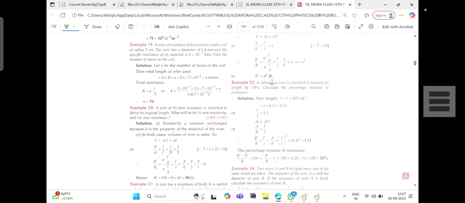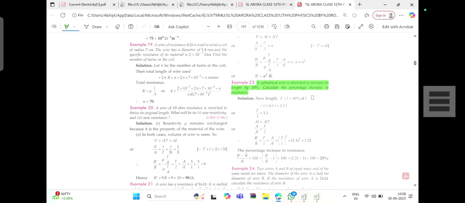That is the question. A cylindrical wire is stretched to increase its length by 10%. Calculate the percentage increment in resistance. Okay, that is the question. It is a crucial question. As usual, you can assume the length of the conductor is L, and after the increment by 10% you have to calculate the percentage increase in resistance.